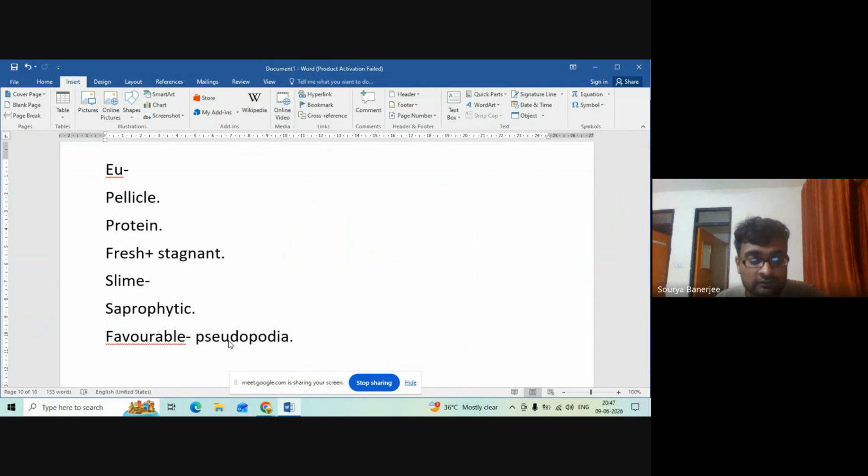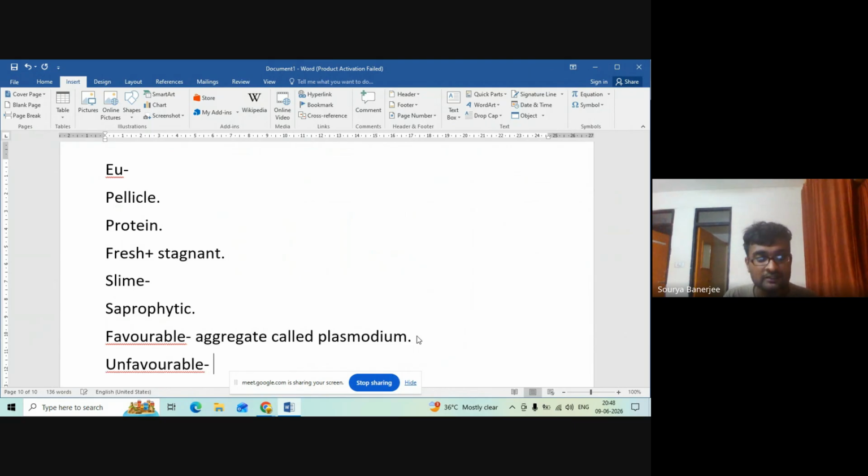In favorable condition, they produce plasmodium. What is the meaning of it? In favorable condition, they form an aggregate. Many cells come in contact with each other and form an aggregate called plasmodium. In unfavorable condition, what happens? In unfavorable condition, they form a fruiting body.